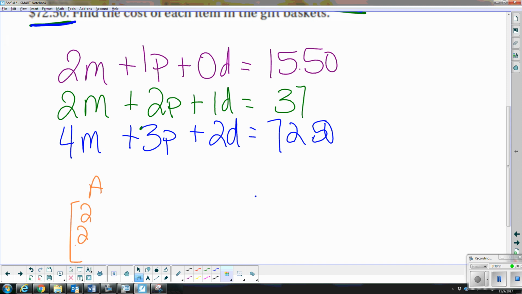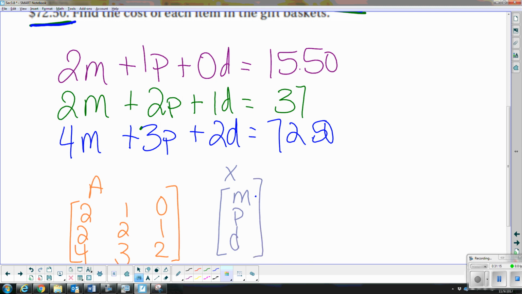2, 2, 4, 1, 2, 3, and 0, 1, 2. My variable matrix is M, P, and D. And then lastly, my constant matrix is B. And that is 1550, 37, and 72.50.